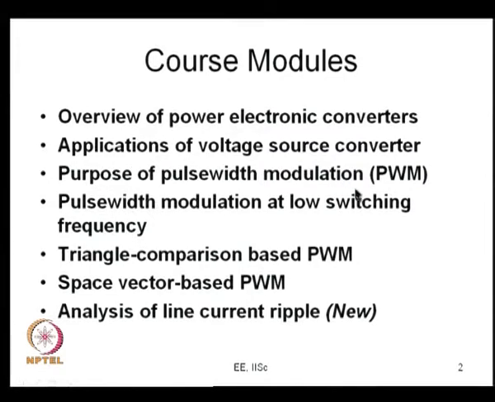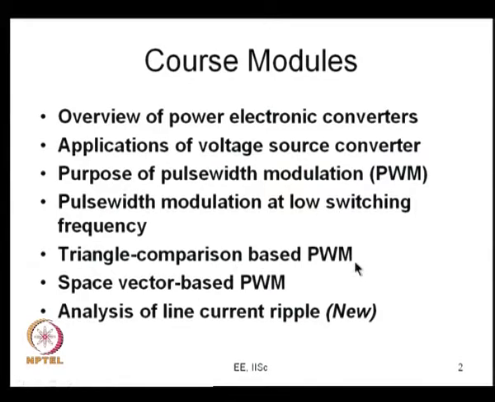Then we looked at the purpose of pulse width modulation, and particularly PWM at low switching frequencies. From this point onwards, we have moved to fairly high switching frequencies, much higher than the fundamental frequency. This is a very commonly used approach, triangle comparison based PWM. That is, we use a set of 3-phase modulating signals and compare them against a common triangular carrier to produce PWM signals.